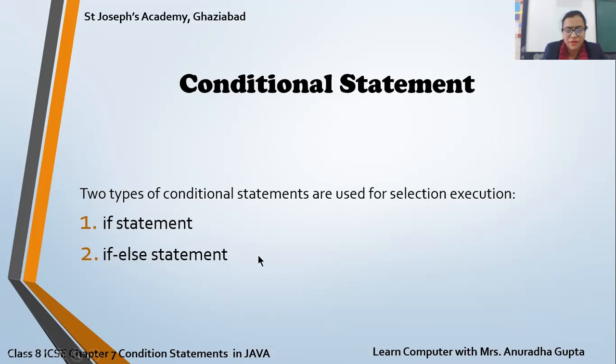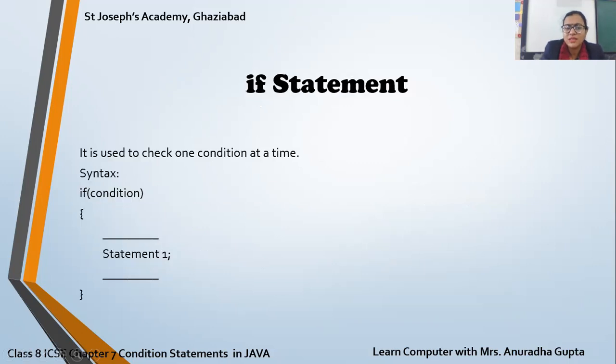Let's revise them again. First is the if statement. The if statement is used to check one condition at a time, and this is the syntax of the if statement. If is a keyword. In brackets, we put the condition. If the condition is true, we execute the block, we execute statement 1. Otherwise, we perform nothing here.